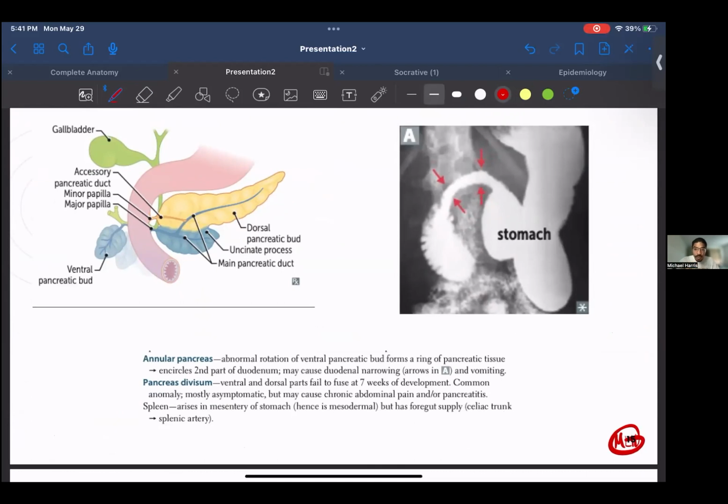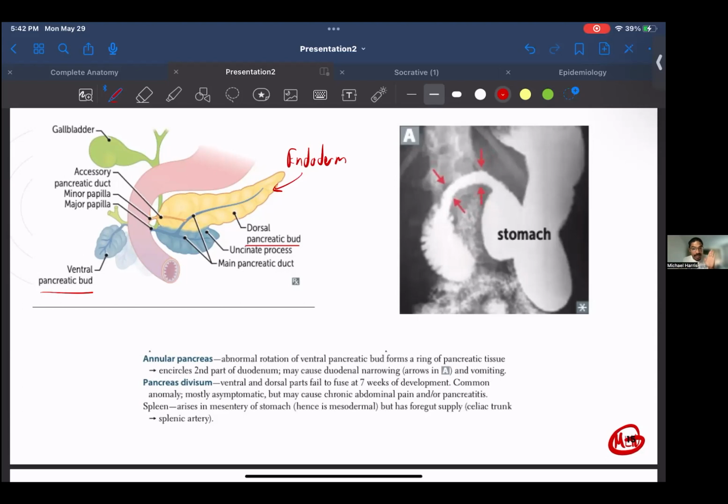What is the pancreas formed of? Meso, ecto, endo? So this is formed of endoderm. Okay, it's part of that pancreatic bud that forms in the mesenteries. Now, you have a ventral and a posterior or dorsal.